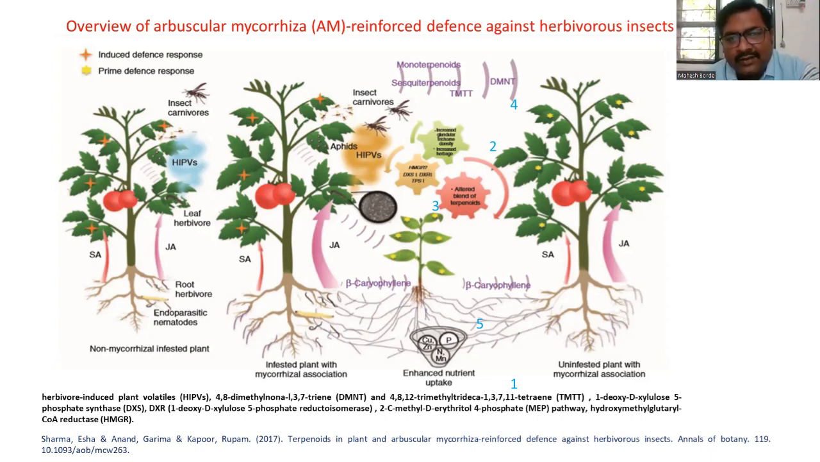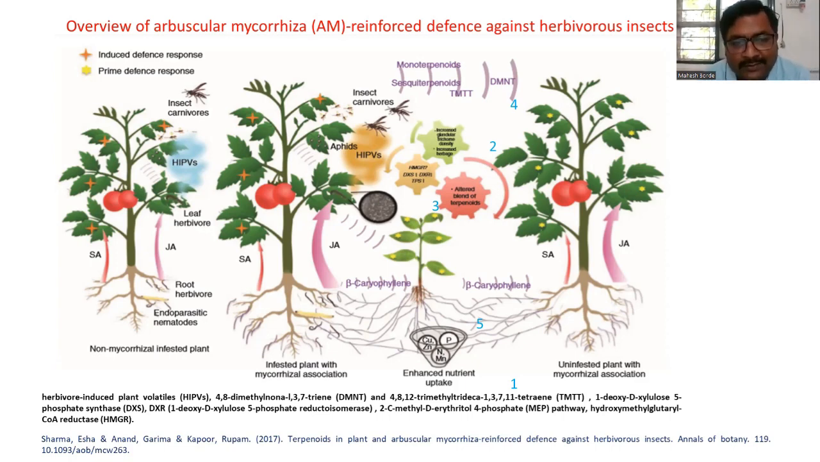And in above ground level, the blend of herbivory-induced plant volatiles increases. When the plant is not associated with the mycorrhiza, only some herbivory-induced plant volatiles like TMTT and DMNT are produced. But when the plant is associated with the mycorrhiza, additionally DXS, DXR and HMGR7 are produced as volatile terpenoid compounds. The main role of terpenoid compounds is deterrent activity against the herbivores. Along with that, they attract the insect carnivores towards the plant, and the insect carnivores trap the leaf herbivores. This is the case in above ground level.